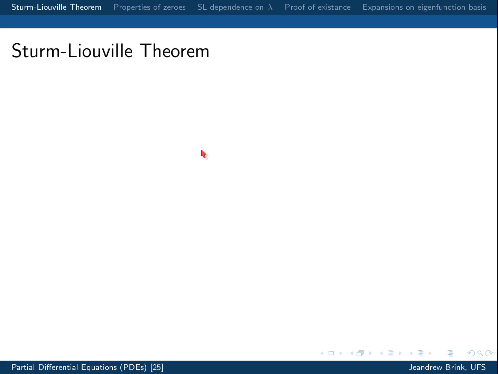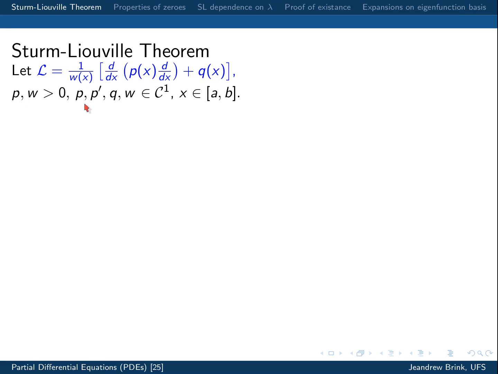Okay, so the Sturm Liouville theorem we've been looking at to date basically is a theorem associated with the operator L, where you have arbitrary functions p(x), q(x), and w(x), and they obey certain properties. p and w are greater than 0, and p, p prime, q, w are continuous on the interval [a, b], where you want to solve the problem.